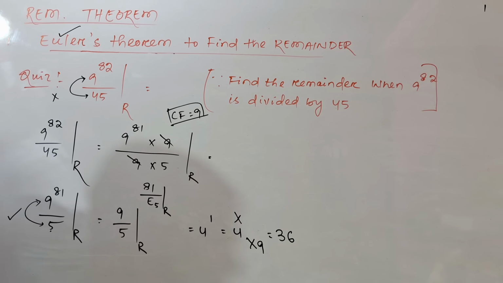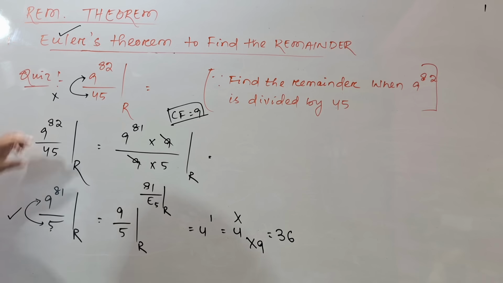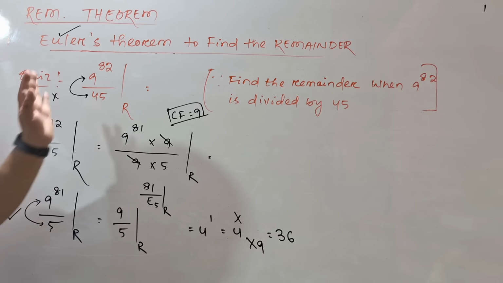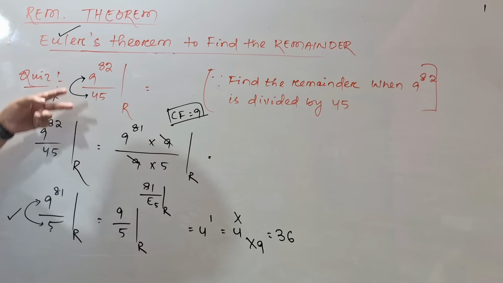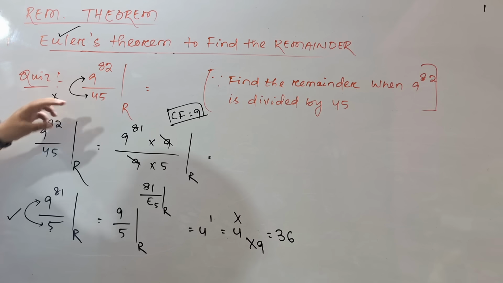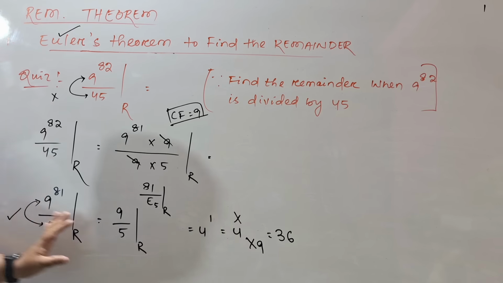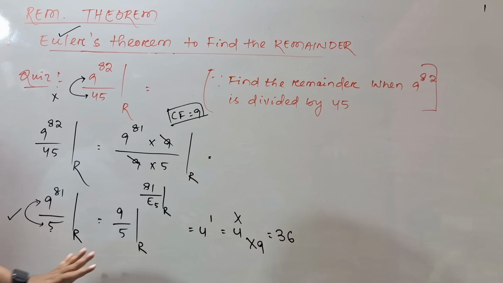Answer is 36. Write it down. This is another type. If they are co-prime, no issue, directly you apply Euler's theorem. But if these two numbers are not co-prime, you do modification first. After that you simplify. So this is another type.